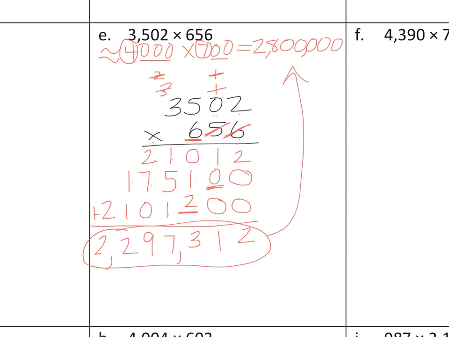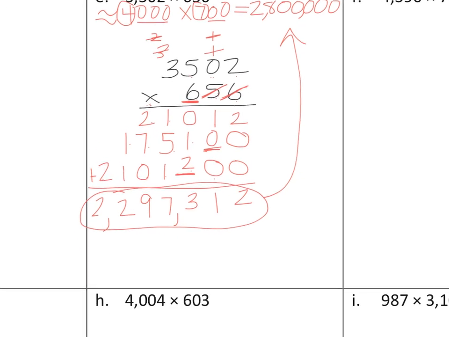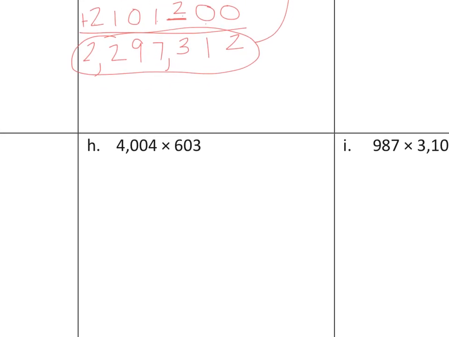I did mention that this exact number is going to be smaller than 2,800,000 because we rounded both numbers up. So I got 2 million, and it looks like it's in a reasonable spot. So I'm going to say this is my final answer. So if you had to go over into the H column, that's fine.